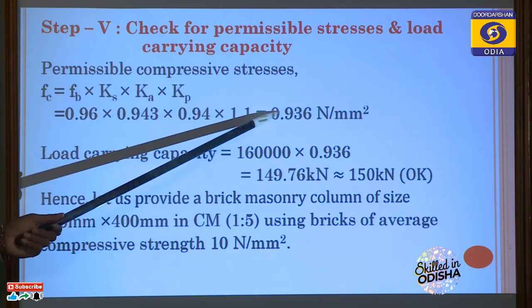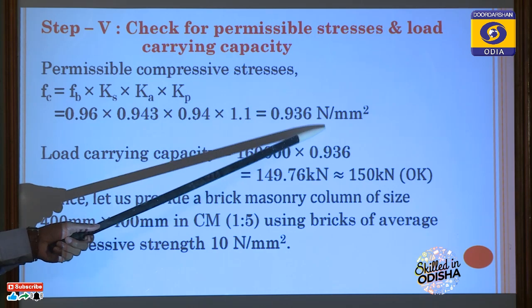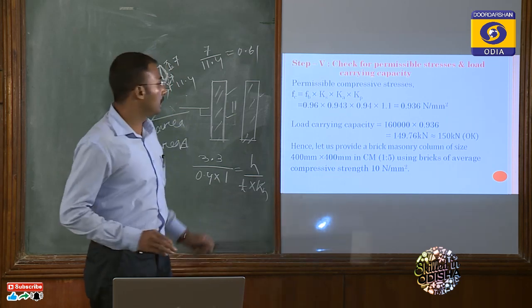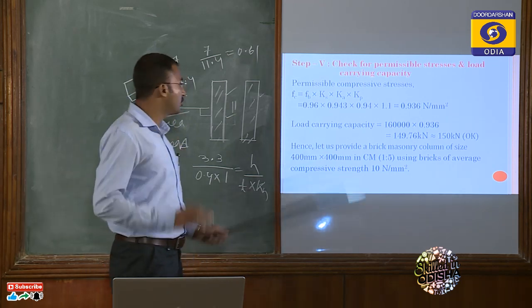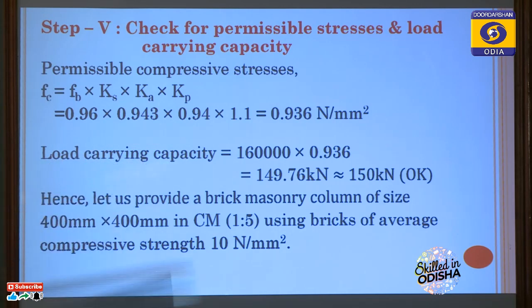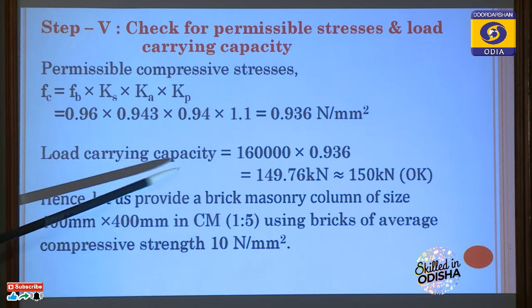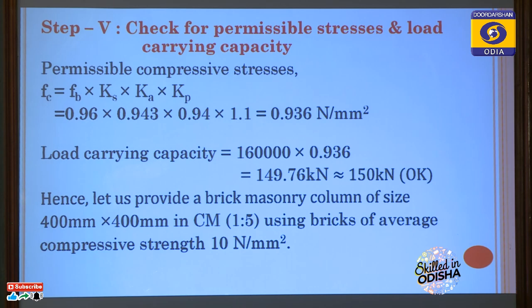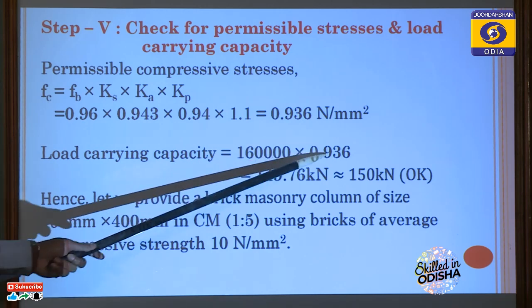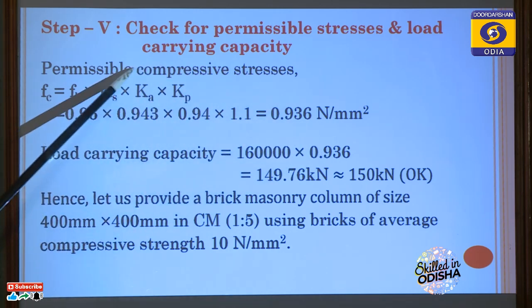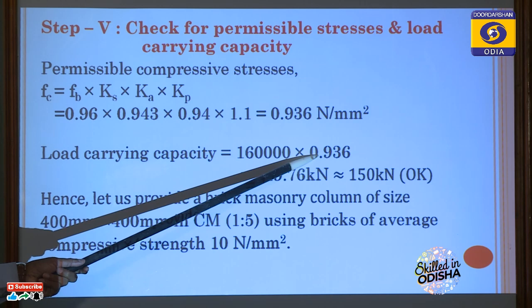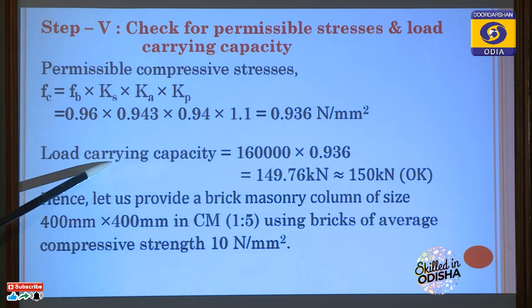The permissible compressive stress is calculated as 0.936 Newton per millimeter square. Whenever you are calculating, you have to take care of the units. There should not be any mistake due to the units. So how to calculate the load carrying capacity? The load carrying capacity is the cross sectional area, that means whatever dimension we specified, multiplied by Fc, that is the permissible compressive stress.